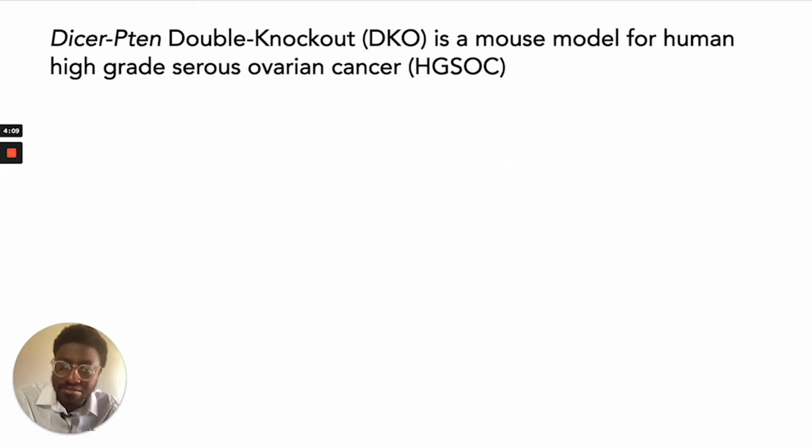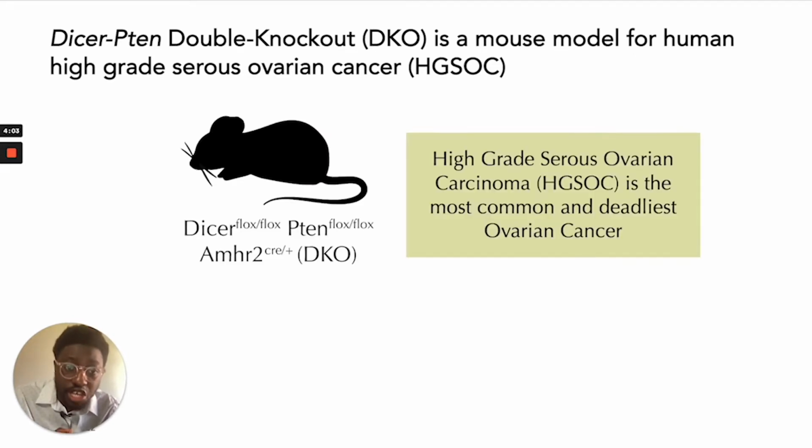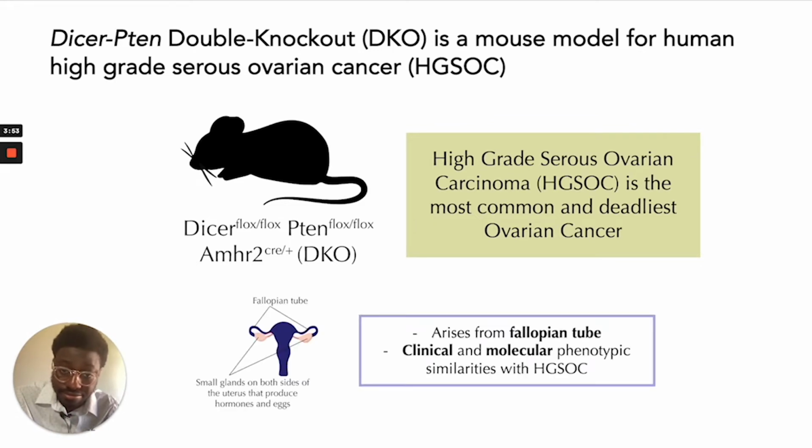DICER PTEN double knockout, what I'll be calling the DKO mouse, is what we use to really study the human high-grade serous ovarian cancer, and we're studying this particular subtype because it's the most common and deadliest subtype of ovarian cancer. It arises from the fallopian tube, and of course the DKO mice have clinical and molecular phenotypic similarities with this subtype of ovarian cancer.